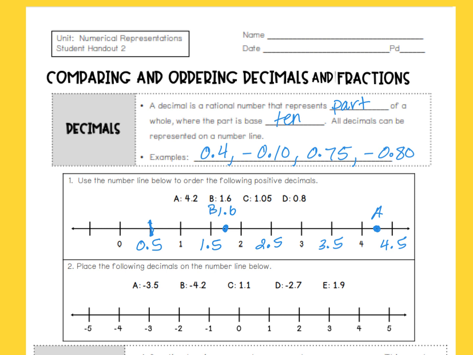Okay. Letter C is 1.05. That's the same as having $1 and a nickel, $1.05. Okay, so that's going to be right after my $1, right here. And then my 80 cents is definitely going to be greater than my 0.5, my 50 cents, but it's not quite $1. So it's probably going to be somewhere in here.